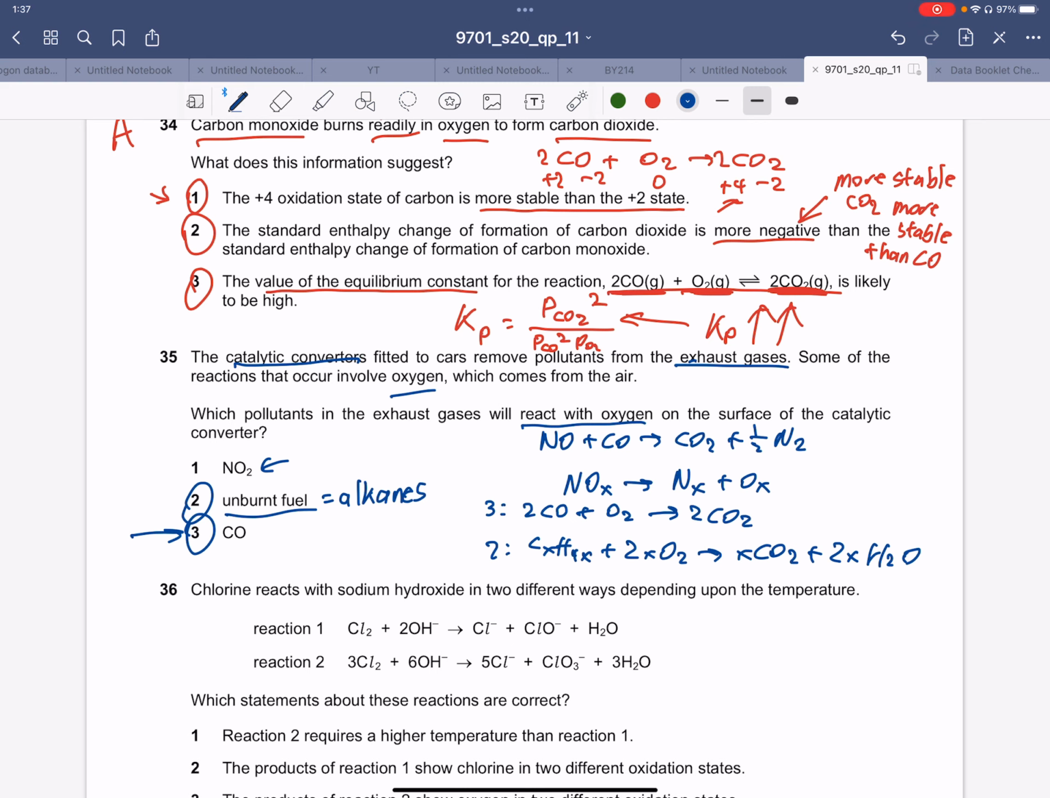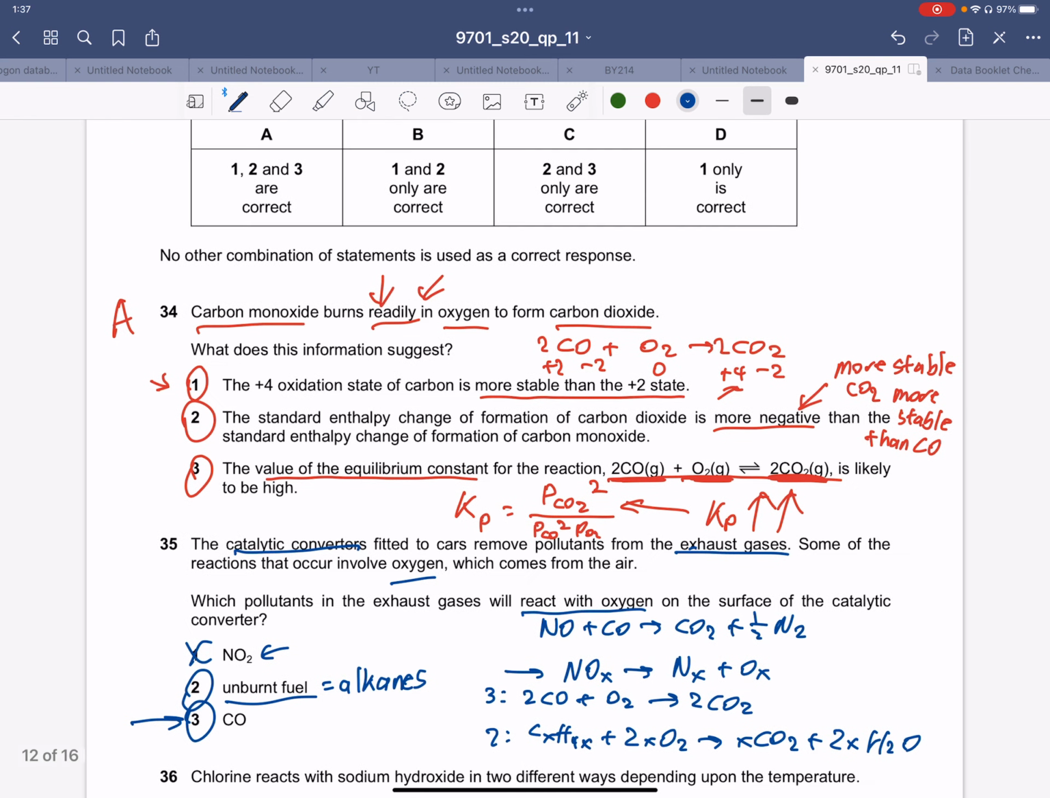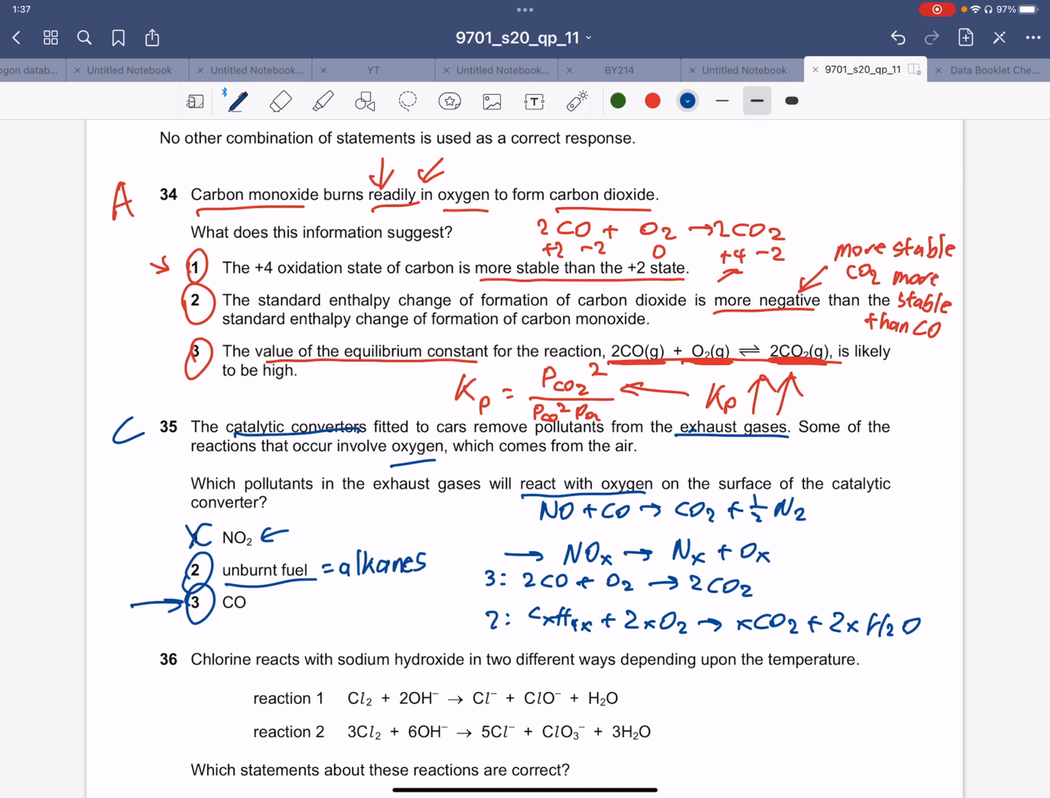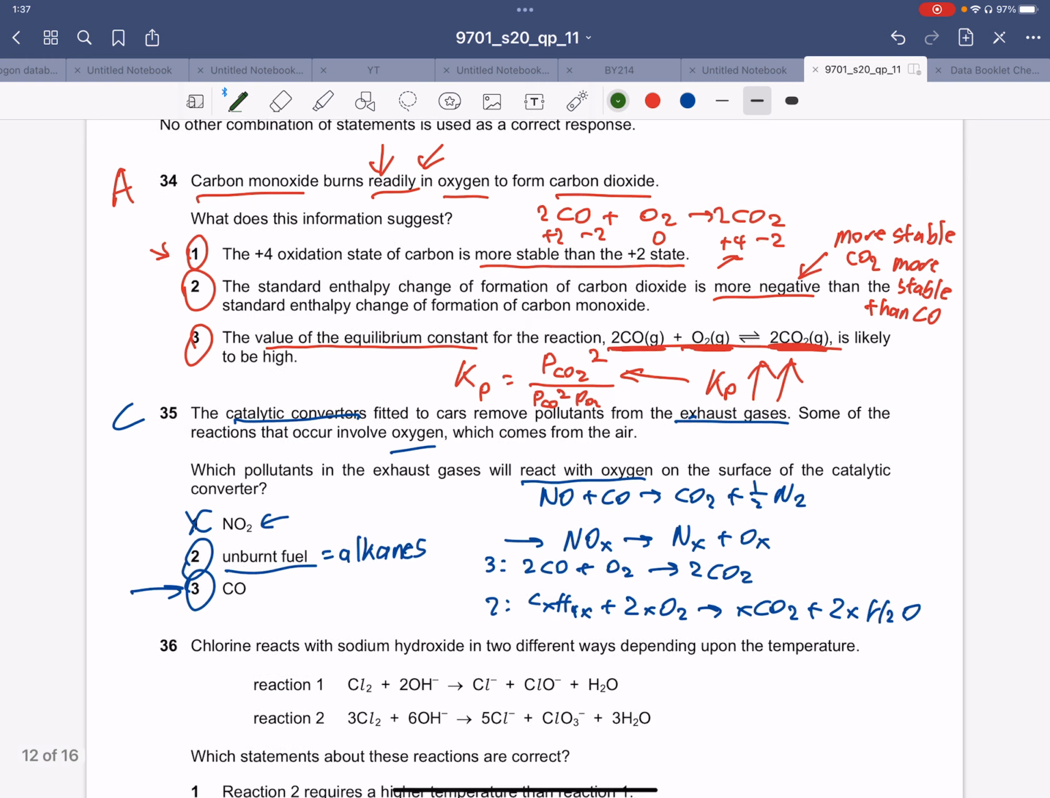But as you guys can see, NO does not react with oxygen. It just decomposes. It undergoes thermal decomposition and forms nitrogen gas and oxygen gas, so that is not our answer. Since only 2 and 3 are correct, answer choice C is the correct answer for this question.